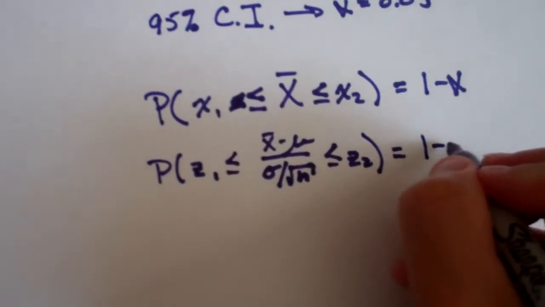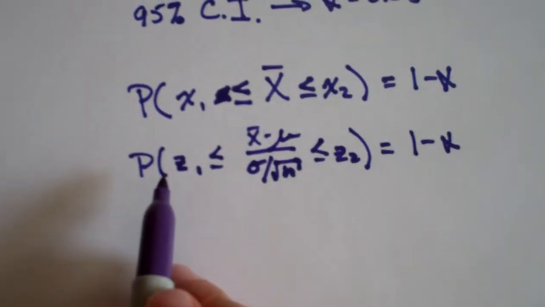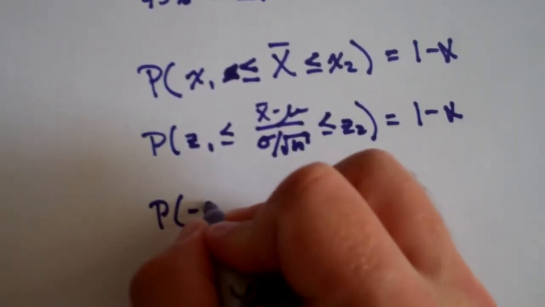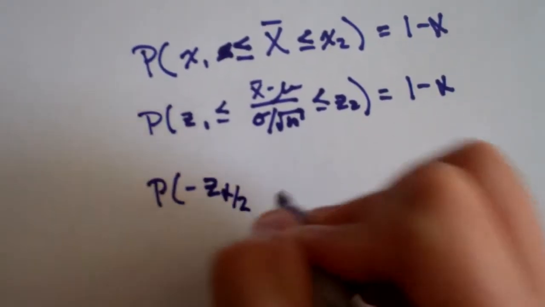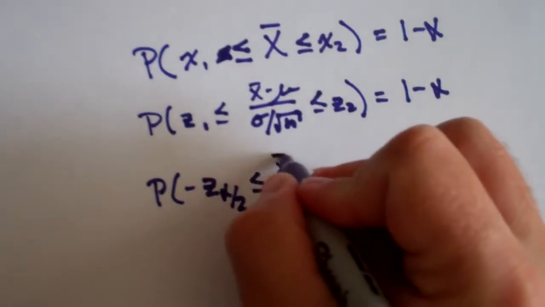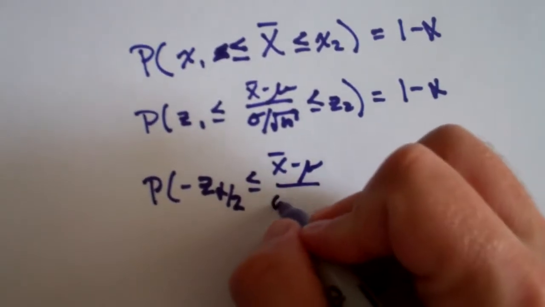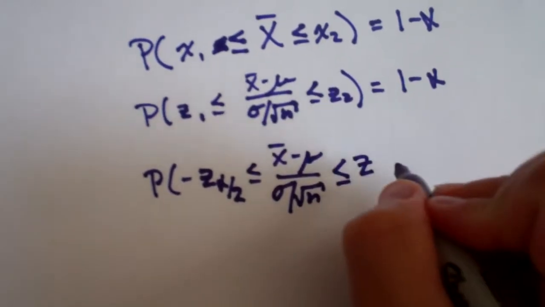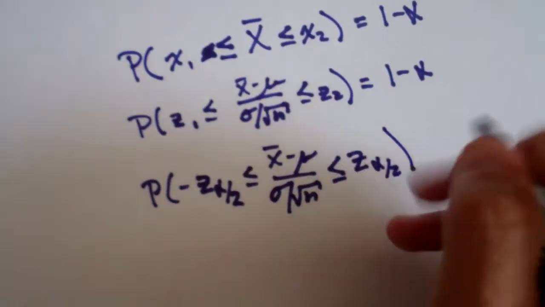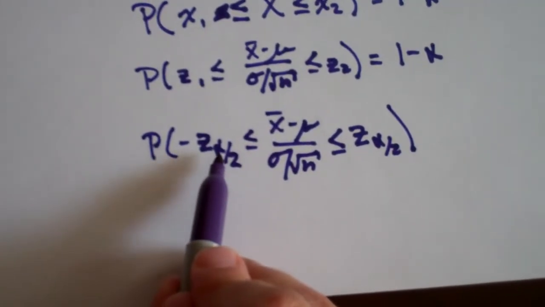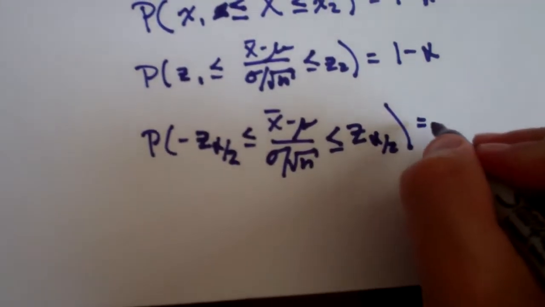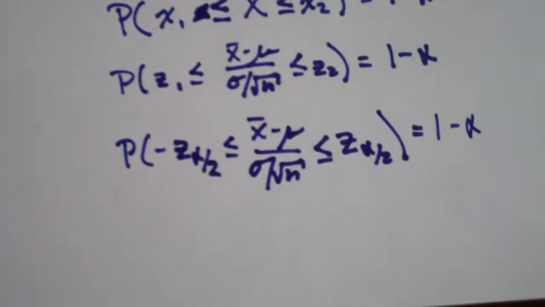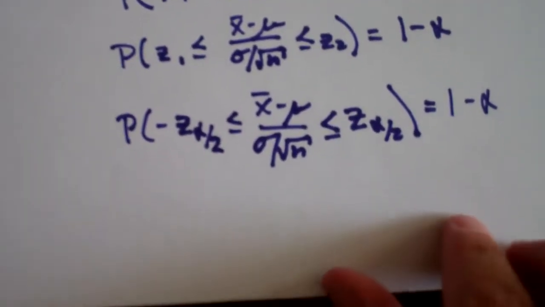Doing our transformation, we can replace these values of x1 and x2 with values of minus z, which we designate as alpha over 2, and positive z of alpha over 2. And so we've got the same value at either side of our inequality, but the positive and negative versions of them.